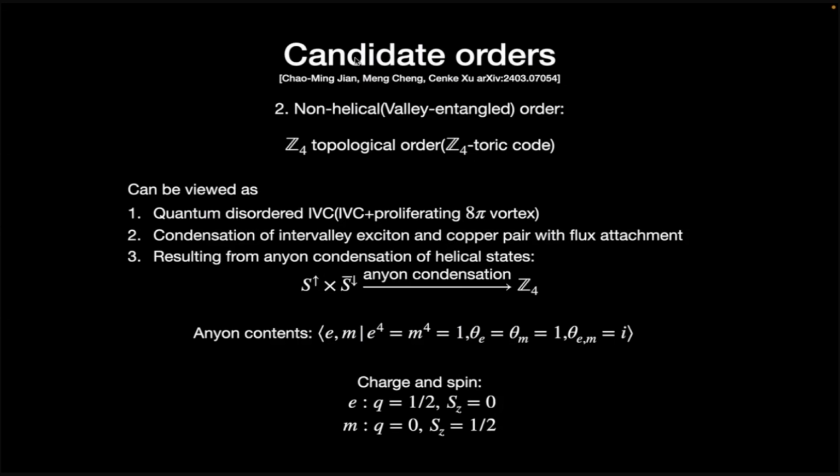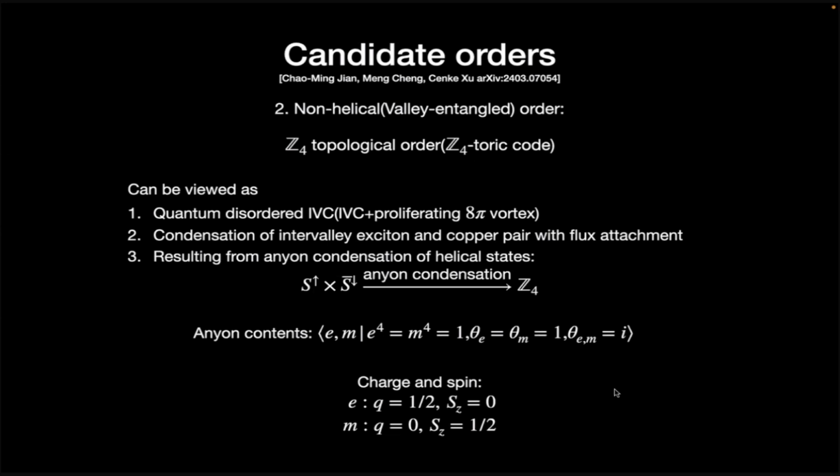And it was also shown in this work by Chaoming Jian, MoTe2, and Cheng Xu that Z4 order is a minimal order compatible with the transport data, which means that this is the smallest topological order that has the correct charge and spin Hall conductance. So allow me to summarize some of the key properties of the Z4 order here.